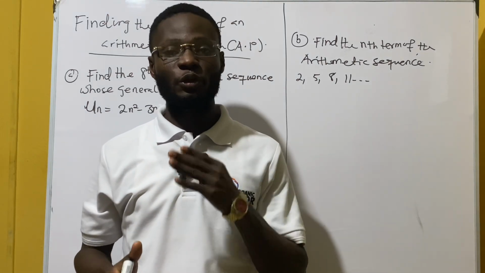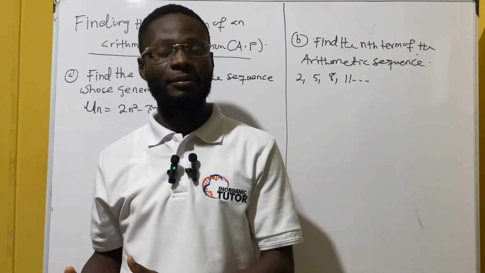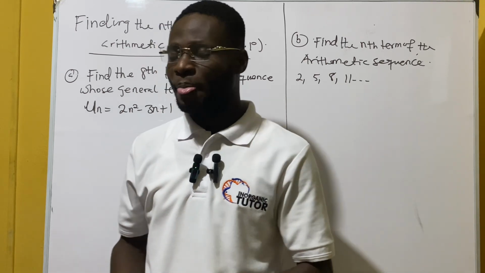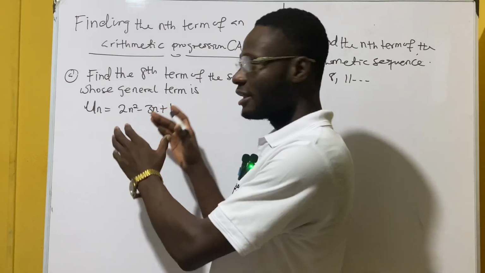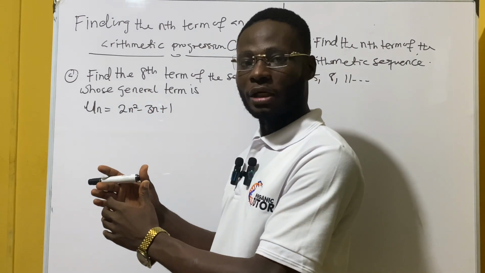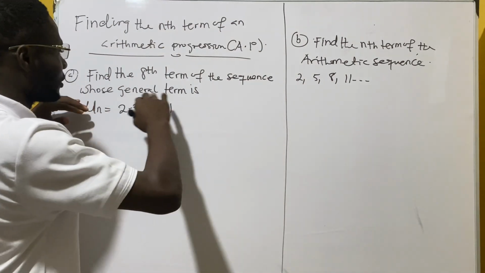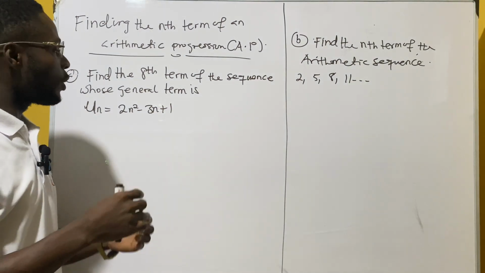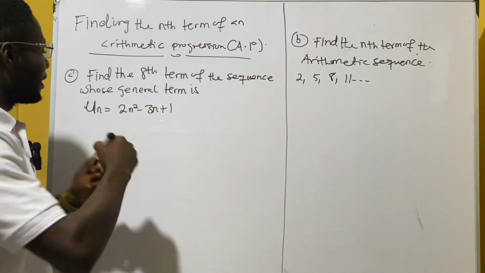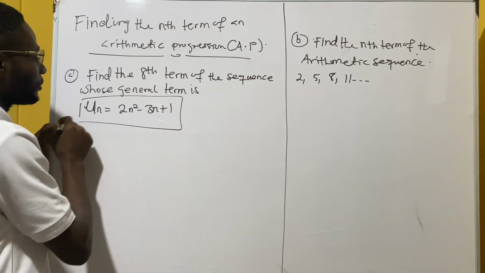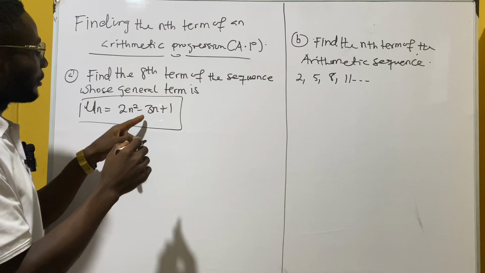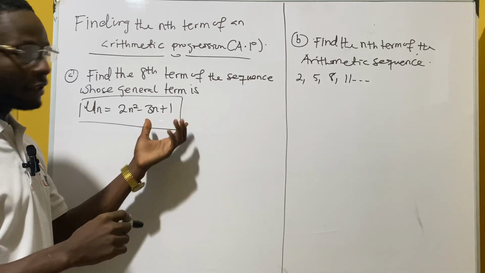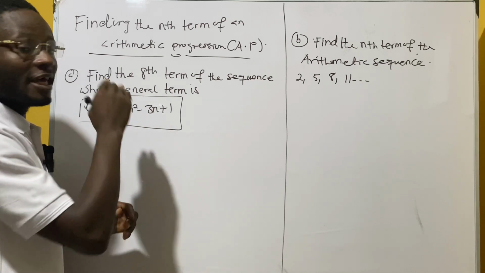In this tutorial, we are going to look at how we can find the nth term of an arithmetic sequence. First, let's recap with this particular question, then we move on. We are to find the nth term of the sequence whose general term is u subscript n equals 2n squared minus 3n plus 1. And we have to find the eighth term.